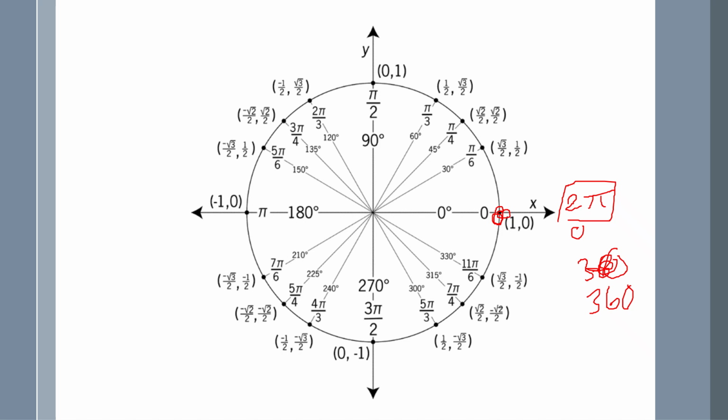We learned some important facts about 30, 45, and 60. And we learned the radian forms of those unique degrees that are important to us. So make sure you have those understood by heart. 30, 45, and 60, those are very important angles to know.